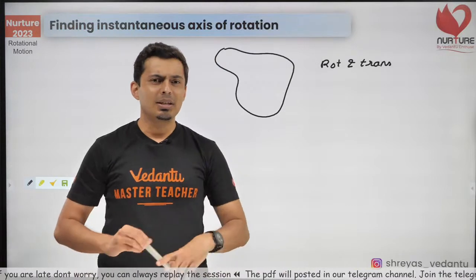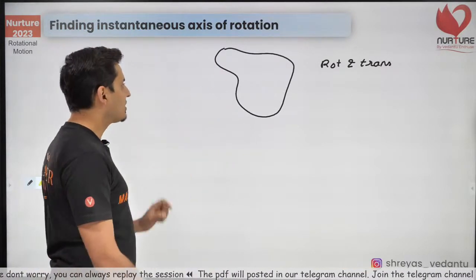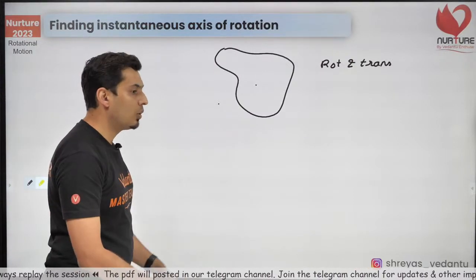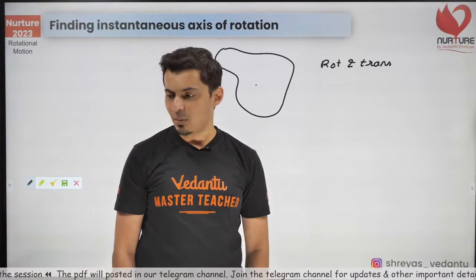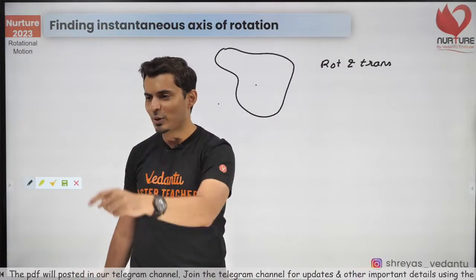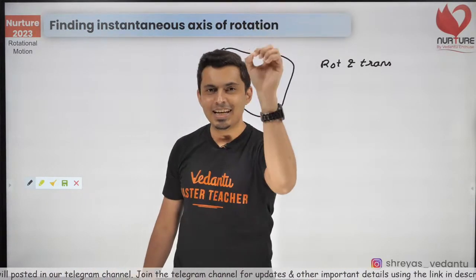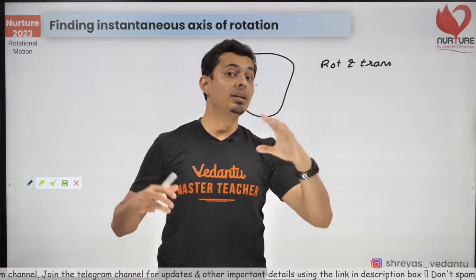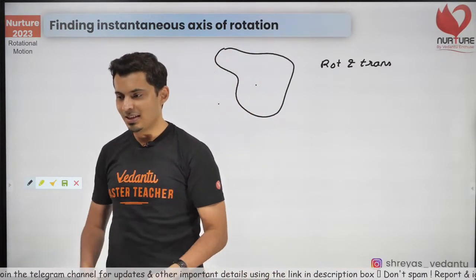Now, answer this question. Is it necessary that the axis of rotation should always lie inside the body? Is it possible the axis can lie outside the body as well? Come on, think about it. I am waiting for all your answers. Is the axis of pure rotation necessarily inside the body? Can it lie outside the body as well? Think.